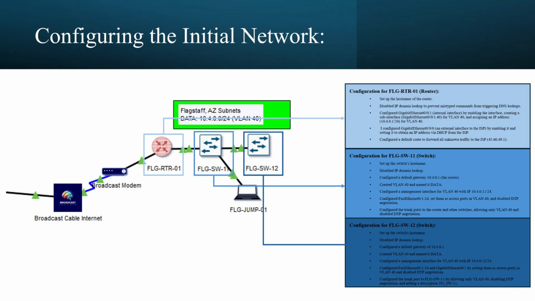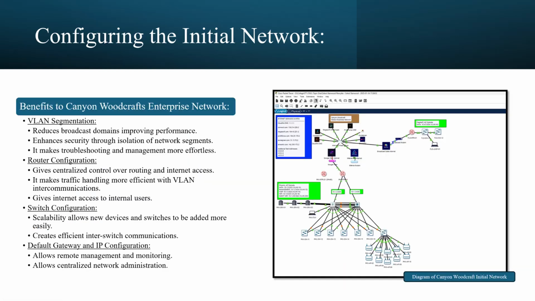On FLG SW12 and FLG SW11, hostnames were set, IP domain lookup was disabled, and VLAN 40 was created with a management IP of 10.4.0.12/24 for FLG SW12 and 10.4.0.11/24 for FLG SW11. The default gateway was set to 10.4.0.1. Access ports were assigned to VLAN 40 with DTP disabled, and trunk connections were restricted to VLAN 40 for proper segmentation. Additionally, a labeled trunk connection was added between FLG SW12 and FLG SW11, ensuring controlled VLAN traffic.